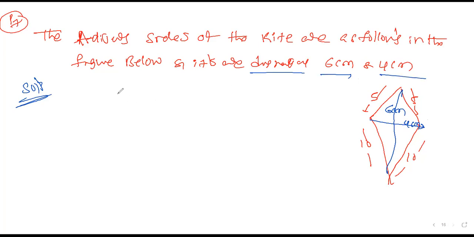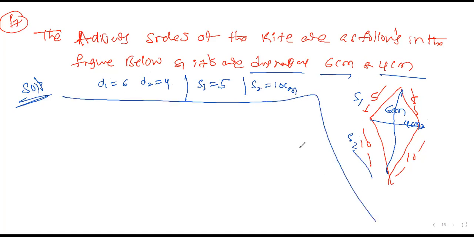Now take diagonal D1 is 6, diagonal D2 is 4. Adjacent sides: S1 is 5 centimeters, S2, the other adjacent side, is 10 centimeters. This comes on the S1 side and this comes on the S2 side. That is the data dimension. Now let us take the formulas. What's the area of a kite?